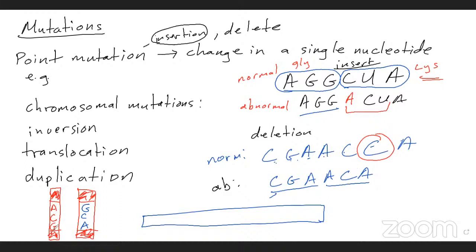Down here now on the chromosome, this sequence here is ACG, but on this one, it flipped, GCA. So it's inversion. On this one, ACG over here, CGA. Clear?